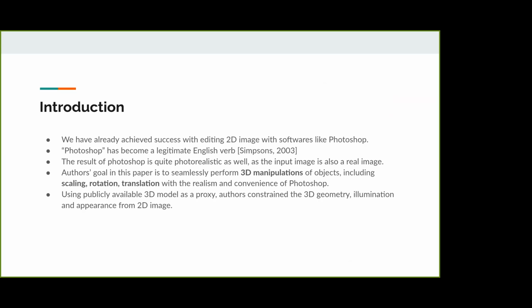We have already achieved success with editing 2D images like Photoshop, which is quite popular, and has become like a legitimate English verb. So in this paper, they talk about how to perform 3D manipulation, but with the convenience of a Photoshop application. The way they achieved this is by using stock 3D models, and there are a lot of 3D models publicly available. They used those repositories of 3D models to achieve this result.